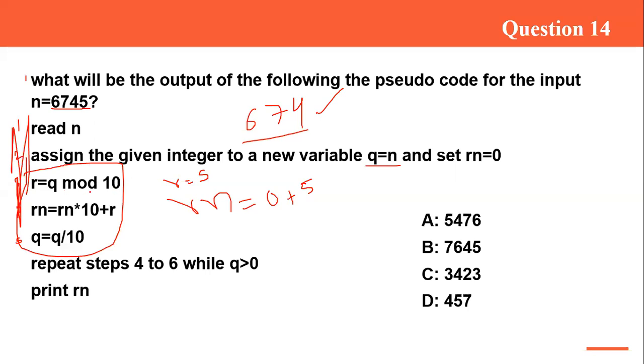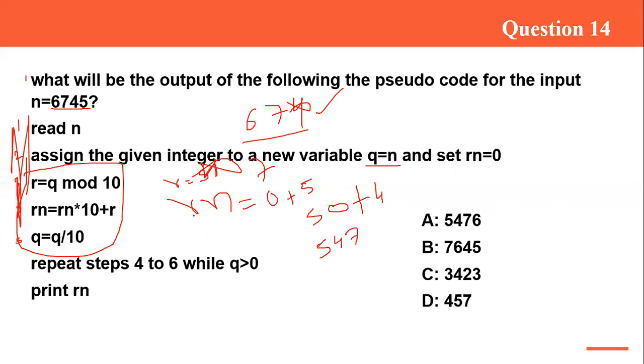Now R equals Q mod 10, means 674 mod 10 will be 4. So R value will be updated as 4. Rn was 5. 5 into 10 is 50, plus R, which is nothing but 54. Okay. Then again Q equals Q by 10, it will become 67. 67 greater than 0, true. It will repeat. 67 mod 10, R value will become 7. Rn was already 54. 54 into 10 plus 7 will be 547.